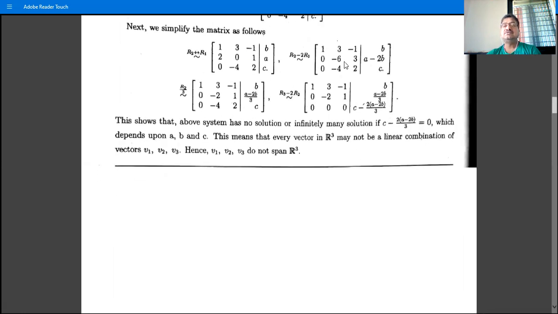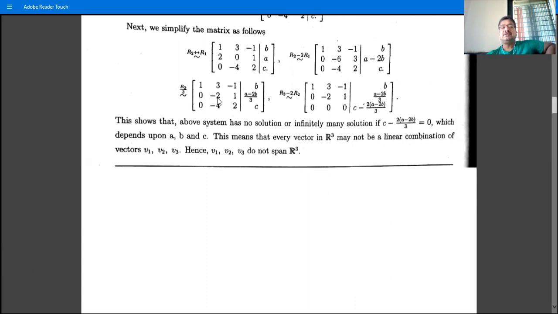Then we have to reduce this -6 to 1. So take R2 by 3, or we take R2 by 6 application, or R2 by -6.